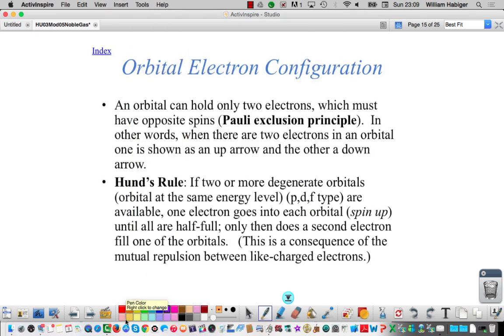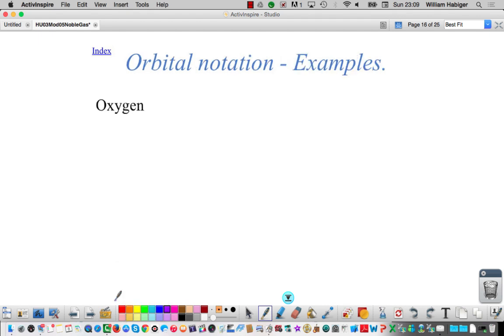That's correct, Bandit. Also, Hund's rule states that degenerate orbitals each get 1 electron with an up spin before any orbital gets a second electron. Remember, degenerate orbitals are orbitals with the same energy value, and that p, d, and f subshells contain 3, 5, and 7 degenerate orbitals respectively. In example 1, we're going to look at the orbital notation of oxygen.